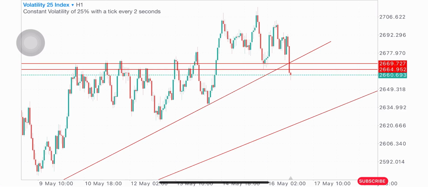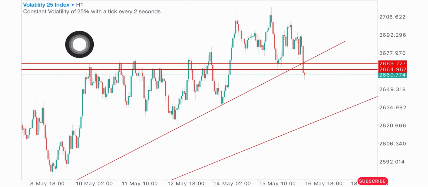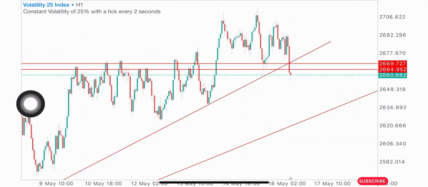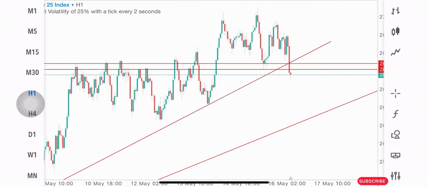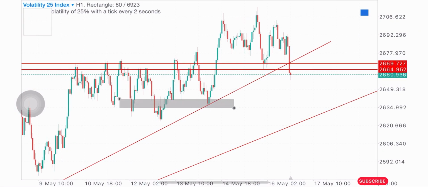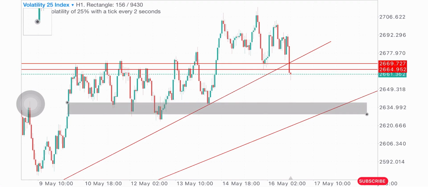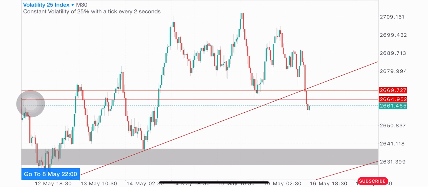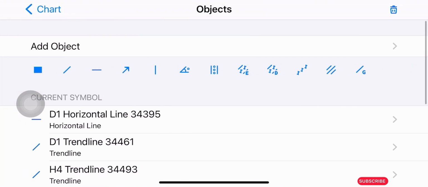Around this area, I'm trying to mark out the support and resistance zone, and you can see it has been tested multiple times. I'm expecting price to break below this, retest it, and then continue to the downside. Around this area I can spot a support zone where price is going to head to and then bounce from, in the coming hours or minutes.